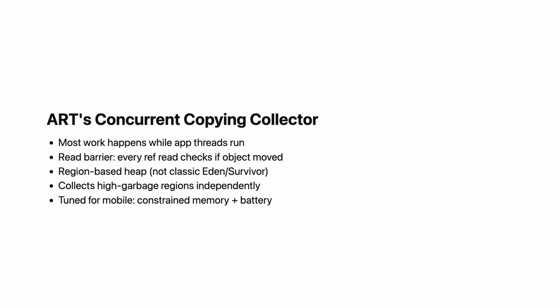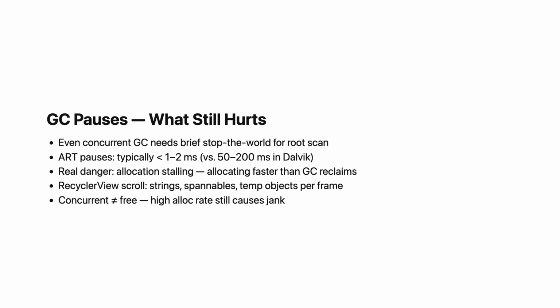If your code allocates objects faster than the collector can reclaim them, the runtime has no choice but to slow your threads down or block them entirely until the collector catches up. This is called allocation stalling, and it can happen even with a concurrent collector.